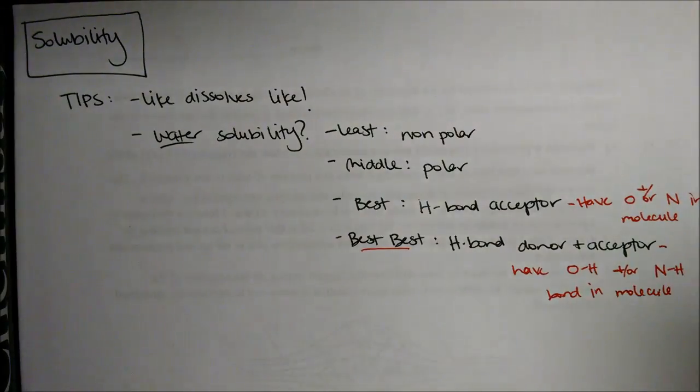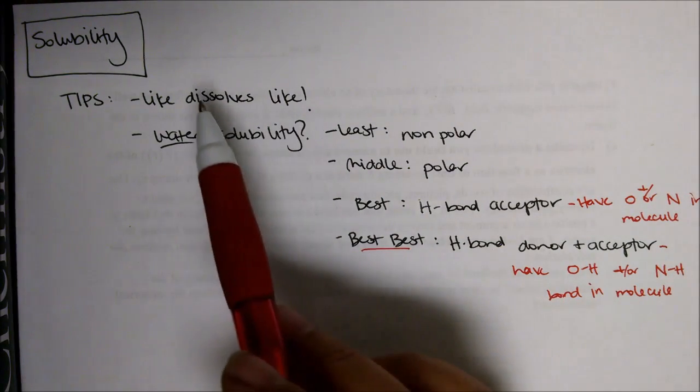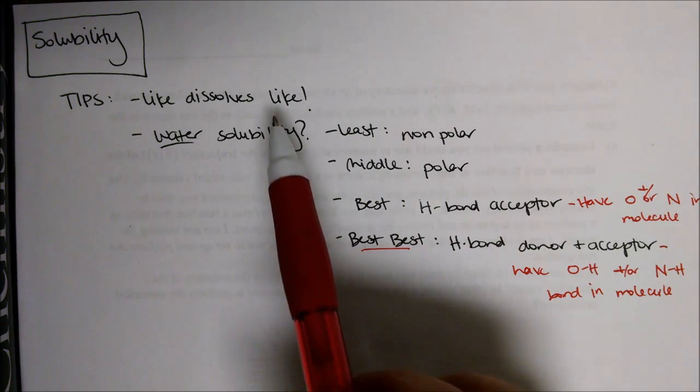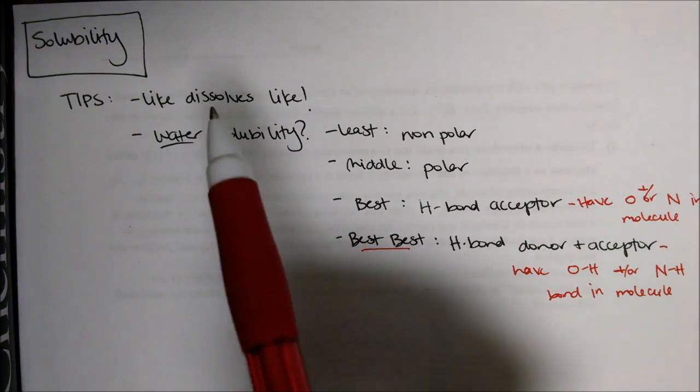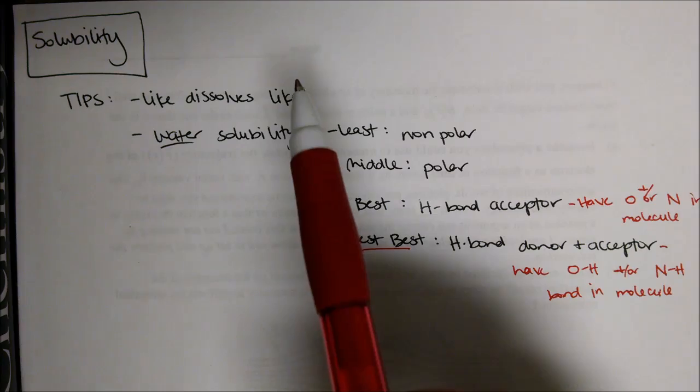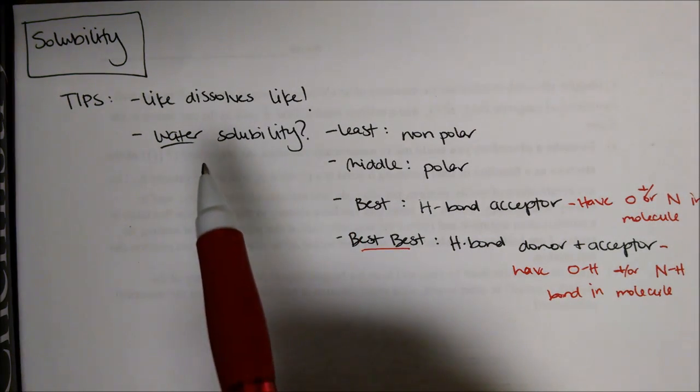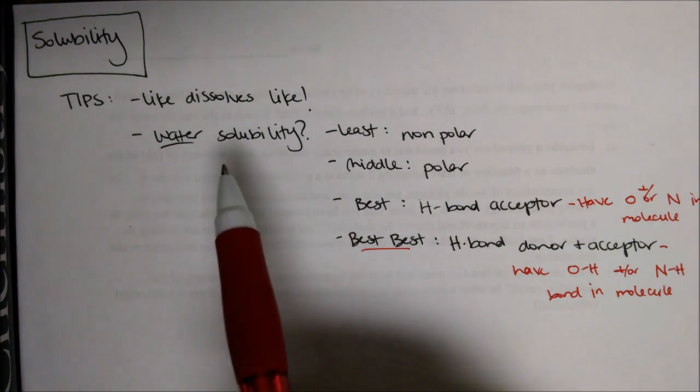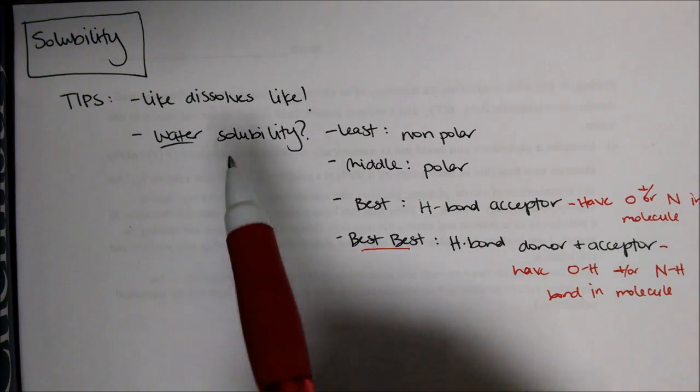Last topic is solubility. Of course, we all know that like dissolves like. So polar will dissolve polar, nonpolar will dissolve nonpolar, but polar will not dissolve nonpolar. But a common question we come across is how water soluble. Rank the water solubility, okay? So what affects water solubility?